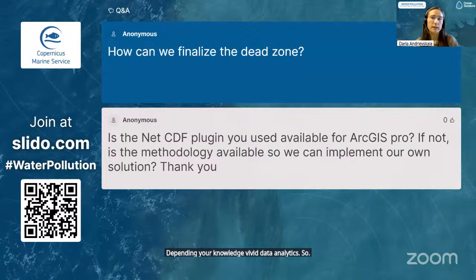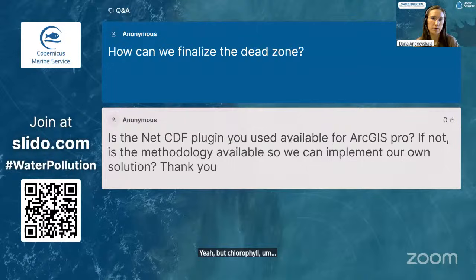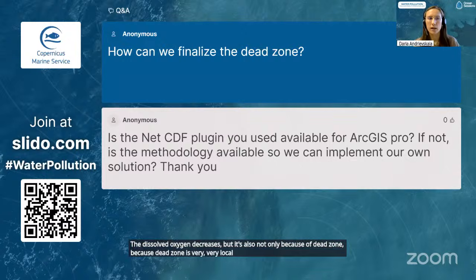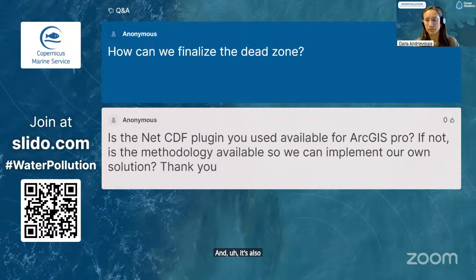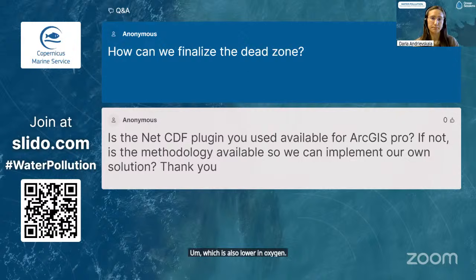So what we wanted to see is that the chlorophyll does increase with high nitrate concentrations, which is true. We also saw that slowly, in this part of the ocean, in the Gulf, the dissolved oxygen decreases, but it's not only because of the dead zone, because the dead zone is very, very local. It's very close to the shore. It's also the consequence of deep water mixing of the ocean, which brings fresh cold water, which is also lower in oxygen. So yeah.